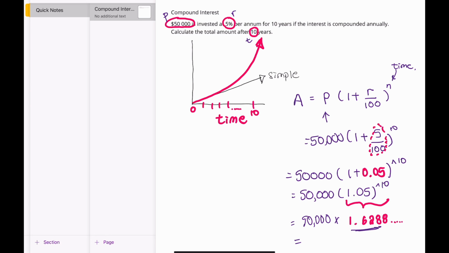50,000. Boom. So the total value is 81,444, and then it's money, so I'm going to keep 2 decimal places, and then that's it. That's the future value. So calculate the total amount after 10 years. So after 10 years, your money is going to be almost 82,000. So $81,444. That's it.